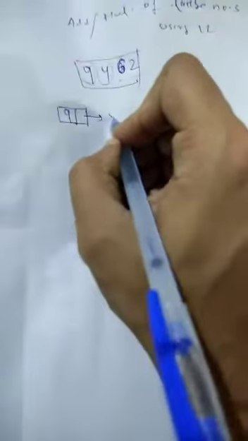Each digit, suppose 9 is there, I create a node with data part 9, and the link part will store the next address. Another is 4, next is 6, next is 2, and then null. That means each digit is created as a node with a data part and link part. So if a large number is there, we have to represent it using linked list by this mechanism. Each digit has a node.